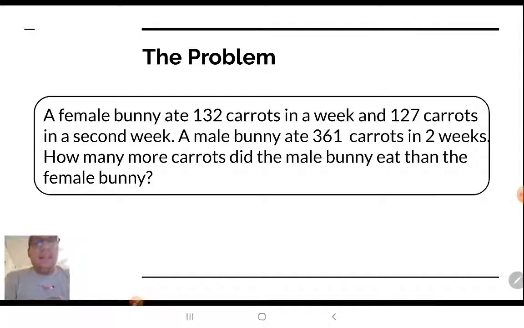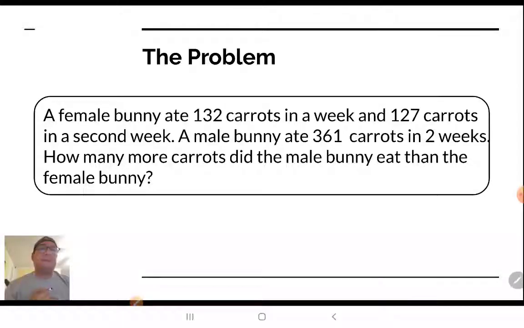A female bunny ate 132 carrots in a week and 127 carrots in the second week. A male bunny ate 361 carrots in 2 weeks. How many more carrots did the male bunny eat than the female bunny? Okay, so what are the 2 steps there?